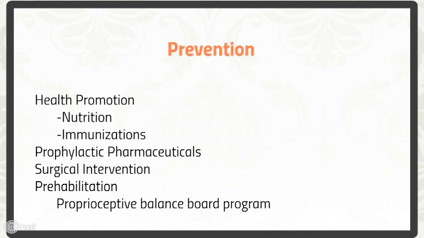In the dimension of the body, we will be focusing on prevention through health promotion, including nutrition, immunizations, prophylactic pharmaceuticals, surgical intervention, and prehabilitation. A specific example relating back to our grade 3 ATF sprain is a proprioceptive balance board program as described by Verhagen in 2004.